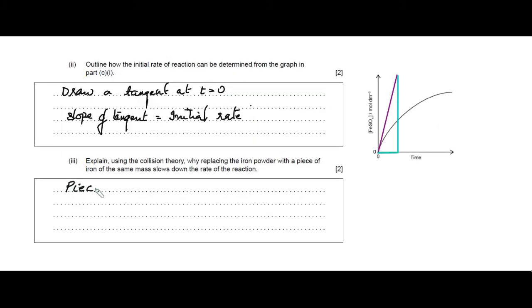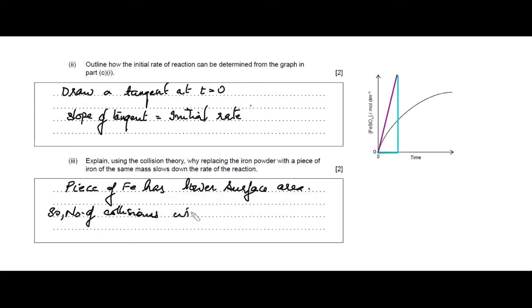Piece of iron has smaller surface area, or lower surface area. So the number of collisions will be less and the rate of reaction slows down. Rate of reaction is slower.